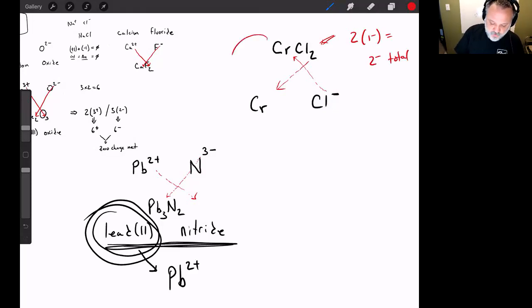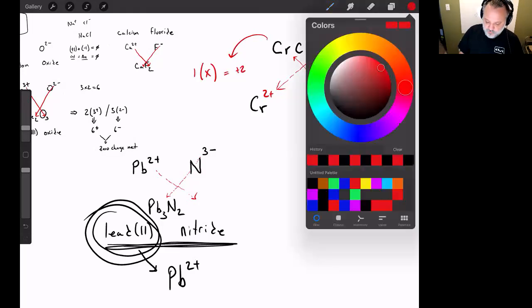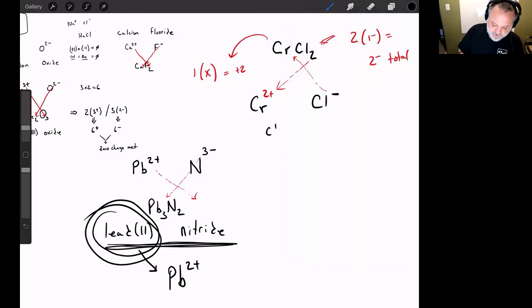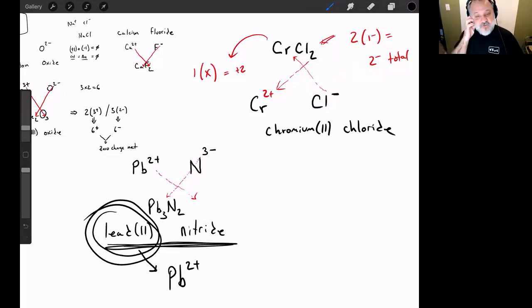I only have 1 chromium, and so whatever the charge on chromium is, it's got to be 2 plus. And so that means that the charge on chromium is by itself 2 plus. And so if I were to say the name of this compound, I would say this is chromium 2 chloride. And that's by far the most challenging situation to deal with.